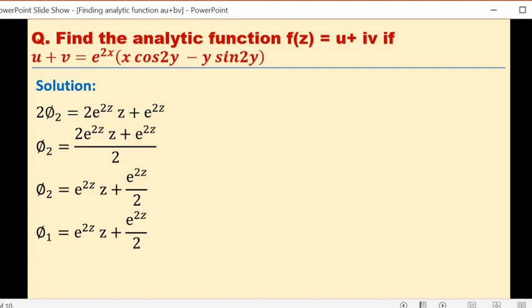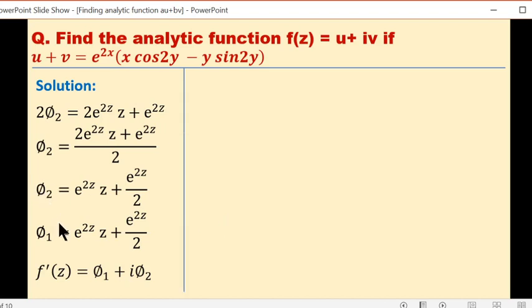What is the formula for f dash of z? Amit is saying derivative. What derivative, Amit? Utkarsha is saying f dash of z. Amit is saying phi 1 plus i phi 2. Excellent. Okay, so we'll use the formula f dash of z equal to phi 1 plus i phi 2.